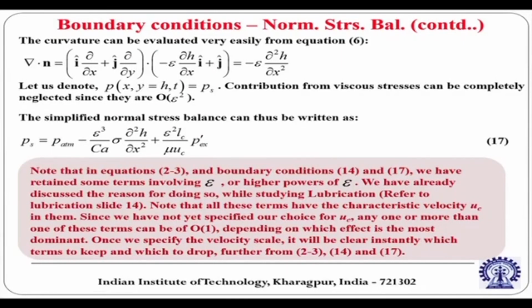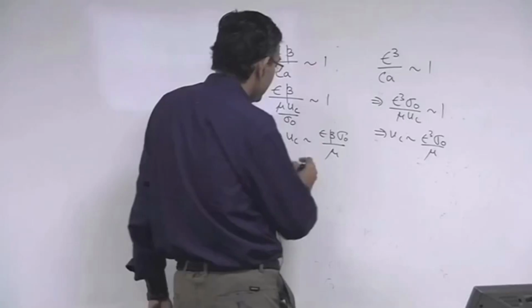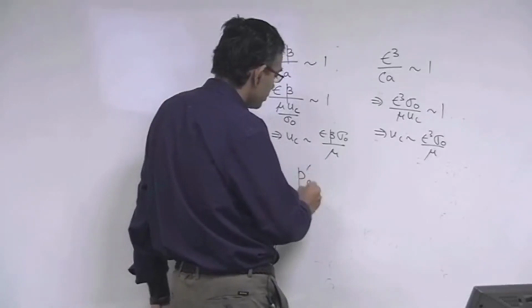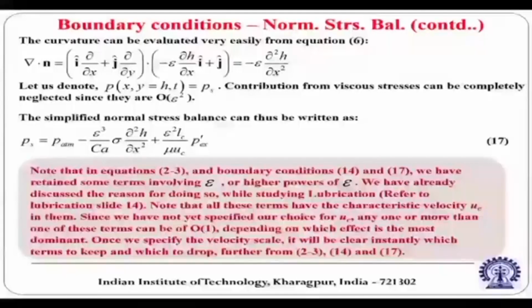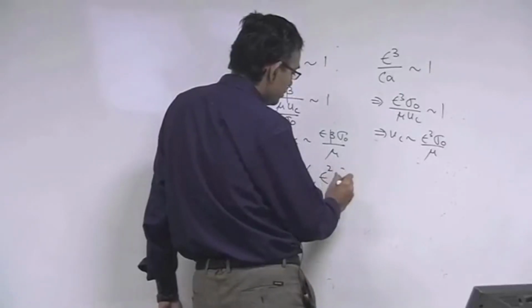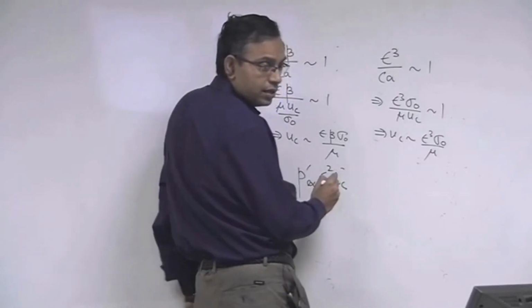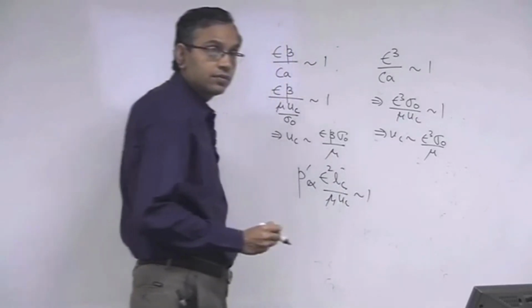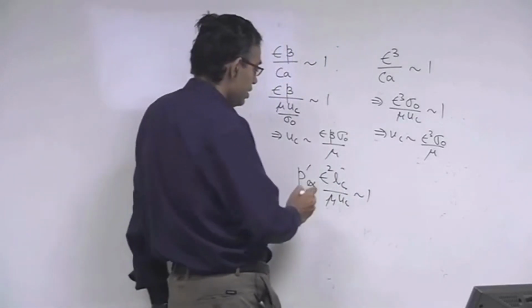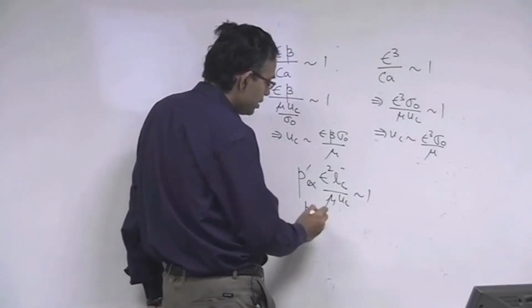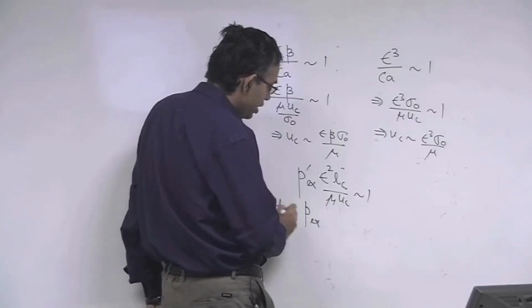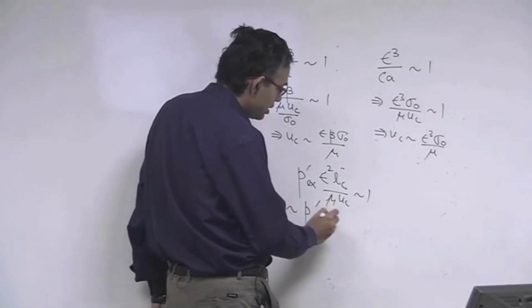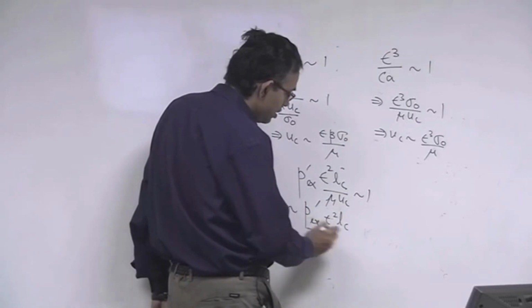So if all the terms are of the order of 1, that means P dash excess into epsilon square LC by mu UC is of the order of 1. So that means UC is of the order of P dash excess epsilon square LC by mu.